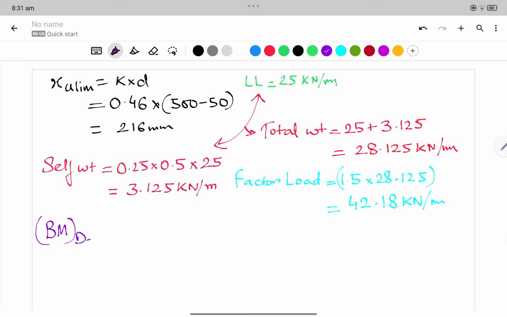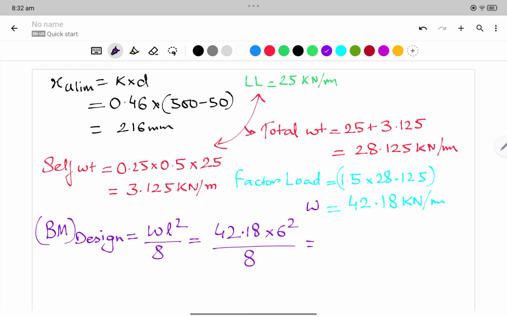Now for a simply supported beam, we know that the bending moment design is equal to WL square by 8. So we are putting the values here. W we have calculated as 42.18, into L square, the span is given as 6, so 6 square, and divided by 8. The value is coming as 189.84 kilonewton meter. So the bending moment design is coming here.